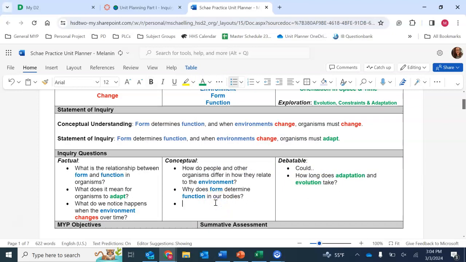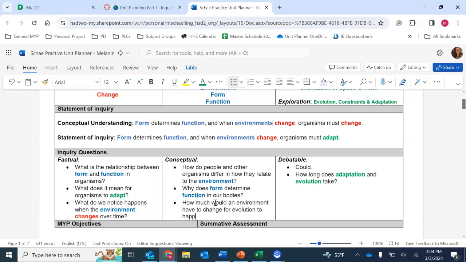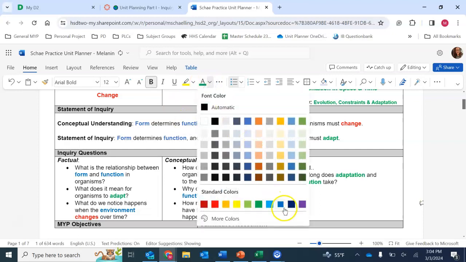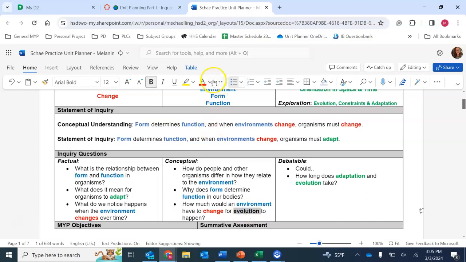All right, so let's think about change and adaptations. How much would an environment have to change for evolution to happen? Because there is kind of a right or wrong answer to this, but it's part of the bigger concept here, so I think this is a really good question. And we're going to want to make sure that everything is color-coded and beautiful.